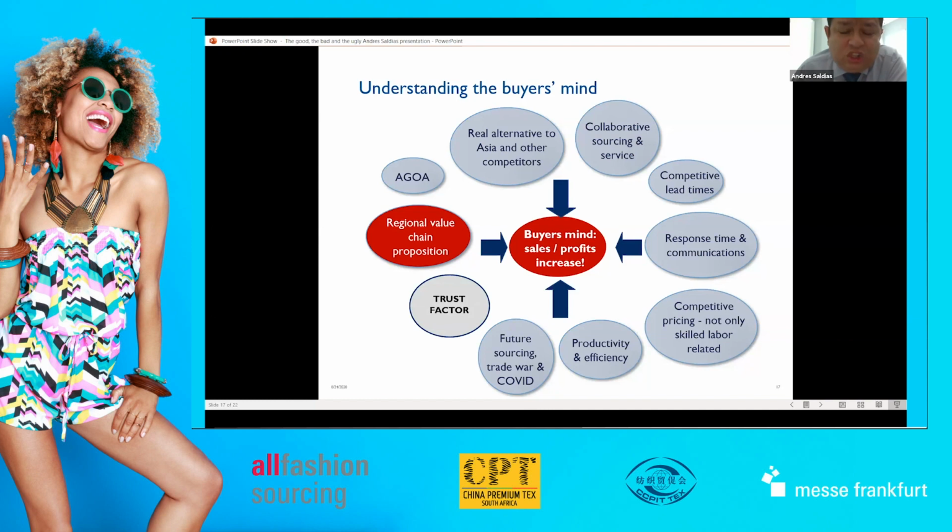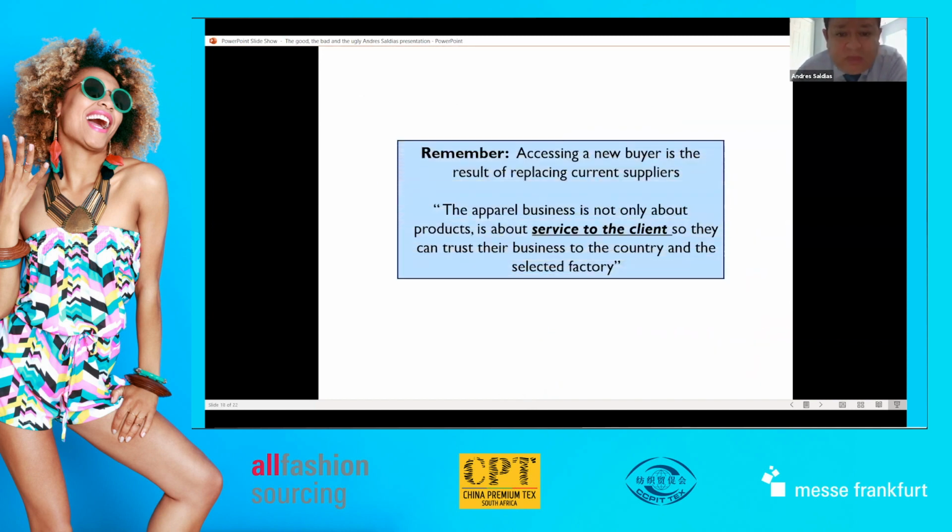And as mentioned, the trust factor. All these, if you provide the regional value chain proposition, not just providing a CMT business, but also a value chain, including fabric, that's the buyer's preference. Remember again, the apparel business is not only about products, it's about service to the client, so they can trust their business to the country and the selected factory. Service, service, service.